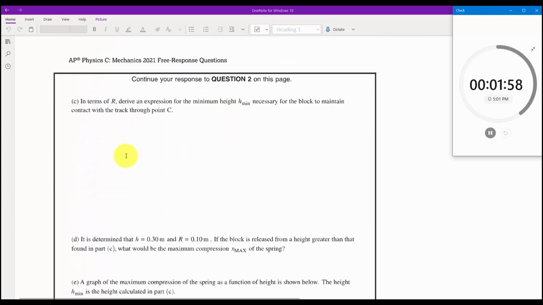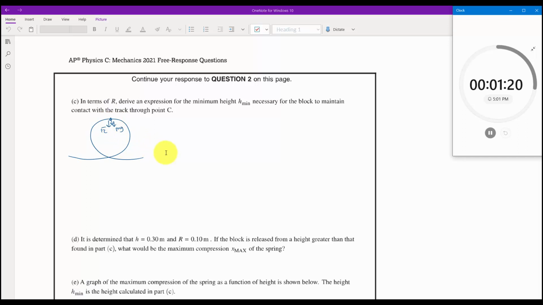In terms of R, derive an expression for the minimum height, h_min, necessary for the block to maintain contact with the track through point C. So we talked about this before. If you're going through a loop and you get to the highest point of the loop, you've got centripetal force acting down on you, and you've got the gravitational force acting down on you, and the normal force from the track would be acting on you. Sorry, the centripetal force is the net force at the highest point if you don't have anything trying to slow you down tangentially to the track.